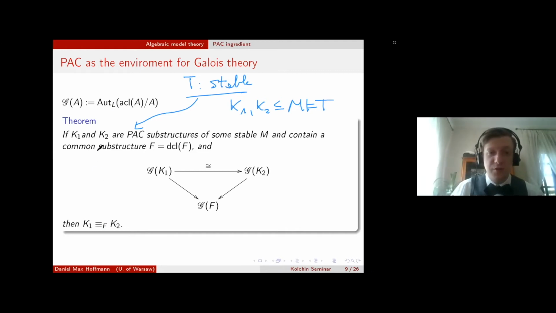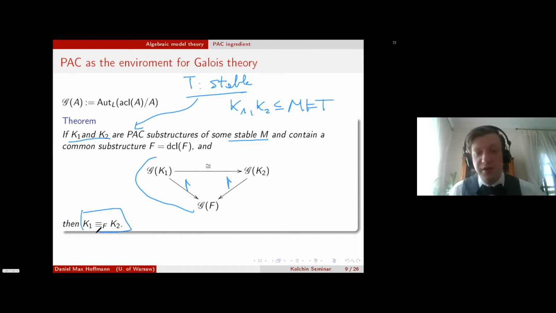Okay, so if you have two such structures, substructures of M, which are PAC substructures of some sort, in a stable M, and say that they contain a common definably closed substructure F, and this diagram holds, so K1 and K2 have isomorphic absolute Galois groups over F, and here you have just restrictions, right? Then what's important, K1 and K2 are elementarily equivalent over F. Okay, so let me give you an example, and I think that will be a good moment for a break.